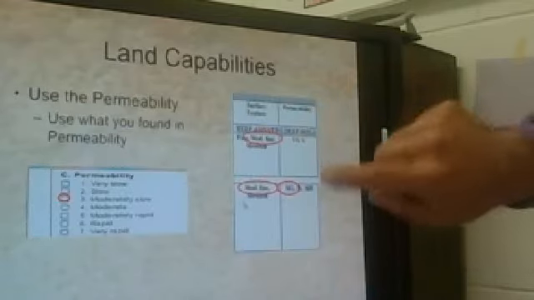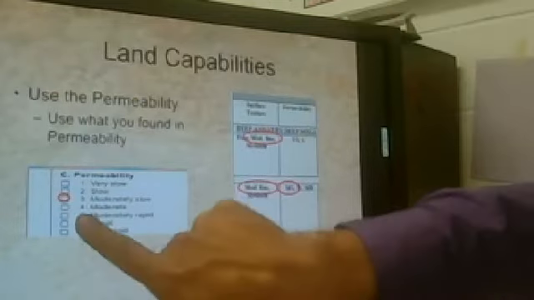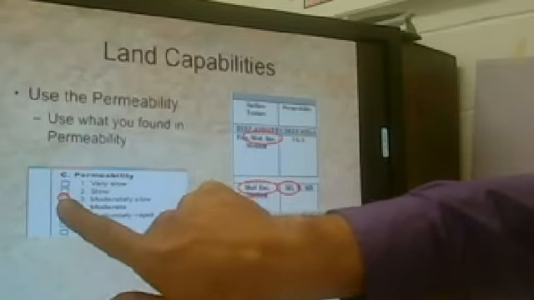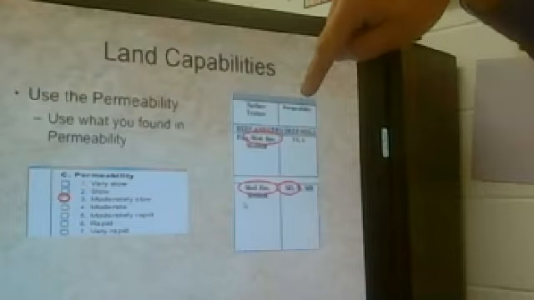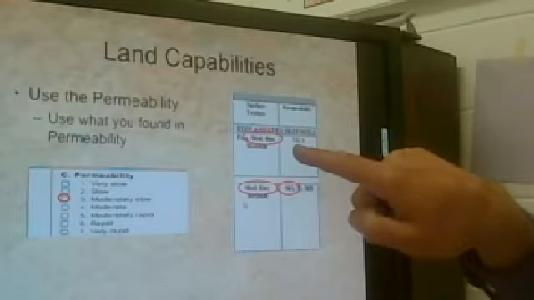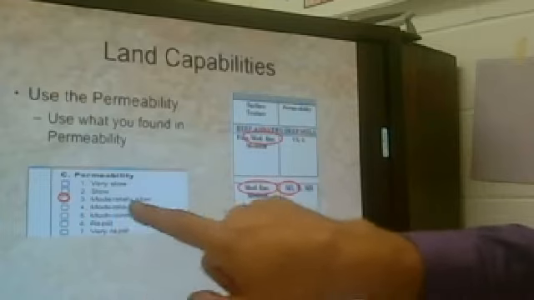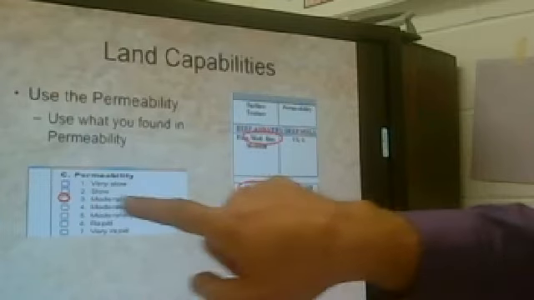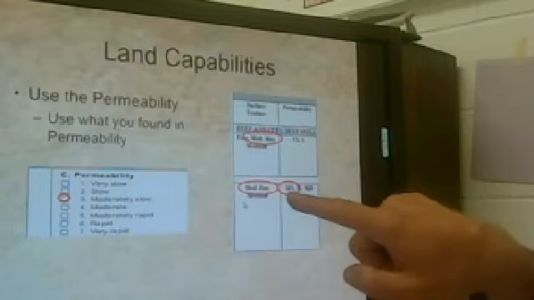Next one, fun. Permeability. You found permeability to be moderately slow on the cheat sheet. Bring that right over here. Permeability is moderately slow. Bam, MS. It's not VS because moderately slow, moderately starts with the letter M, not V, so it's down here, MS.